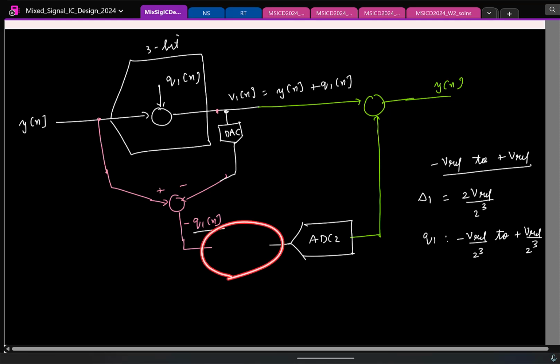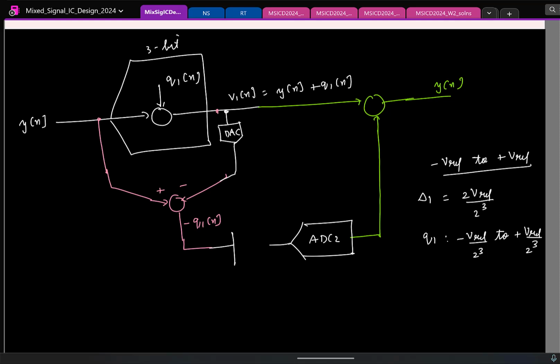What should I put in between? We have to put an amplifier. So you put an amplifier here. And what should be the gain of this amplifier here? 2 power 3. Okay. Let me actually erase this so that we can redraw it neatly. So now let us say this is the first output V1.